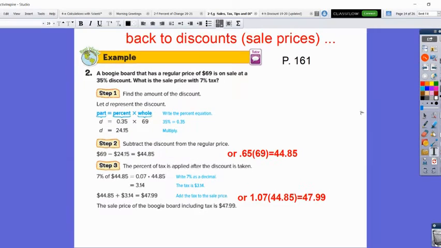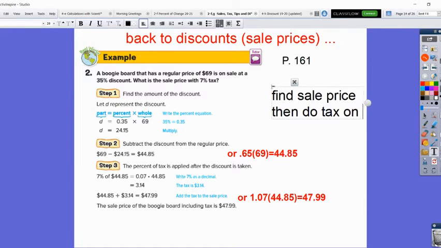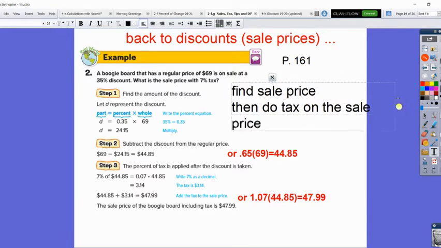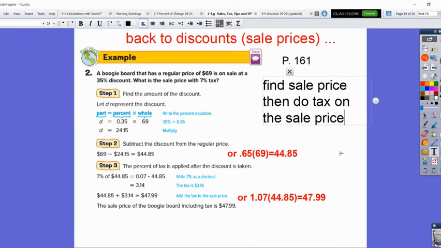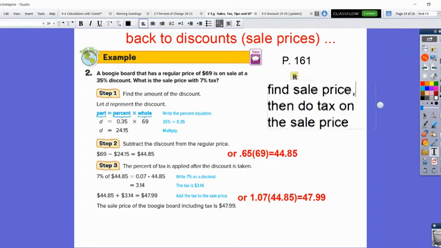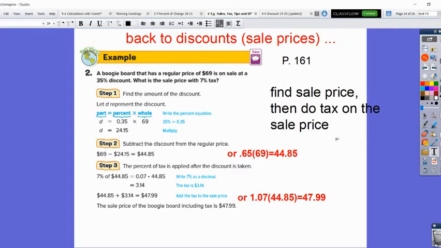So in these problems, you always take the sale price first. First, you find the sale price, then do tax on the sale price. You don't do the tax on the original price because that's not what you're paying for it, and the tax is based on what you're actually paying. So you find the sale price first, then you do your tax using the sale price as the whole. So first, find the amount of the discount.